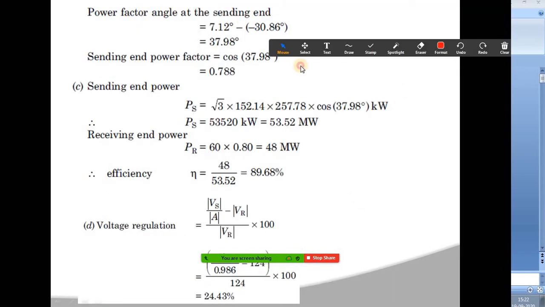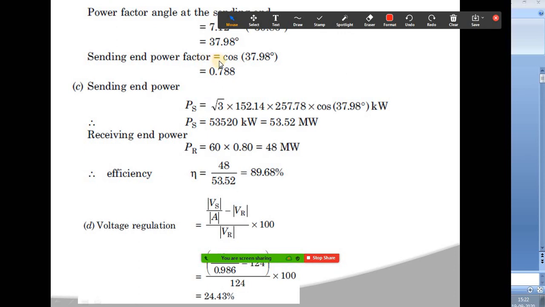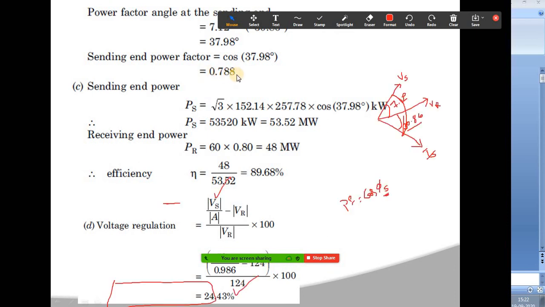See here, phi s is equal to the sum of these two, 30.86 plus 7.12, which is 37.98 degrees. So sending end power factor is cos of 37.98 degrees, which is the value of 0.788. Now this 0.788, whether it is lagging or leading, how you can say? If you observe the Vs and Is, Vs is this one and Is is this one. So the sending end current Is is lagging the Vs. So this is a lagging power factor.